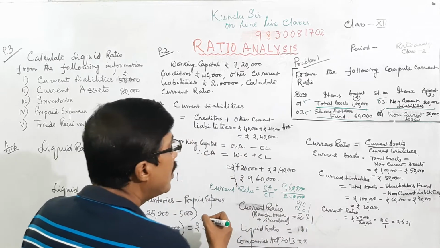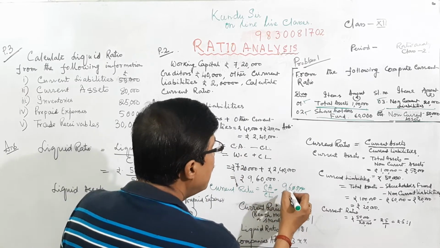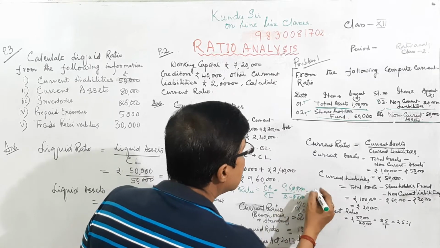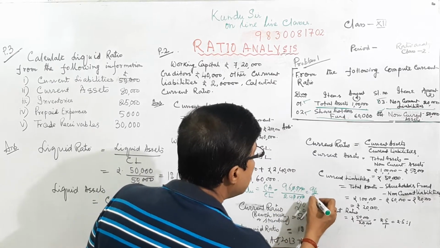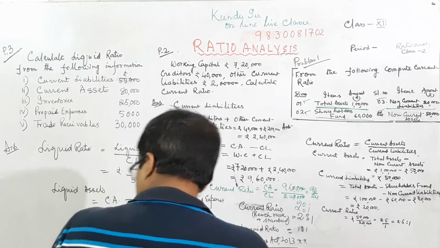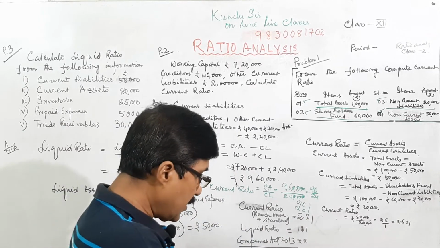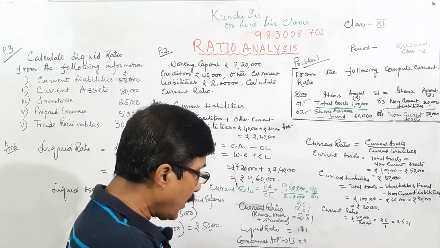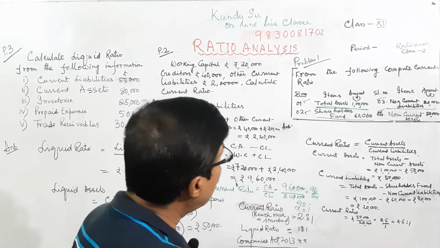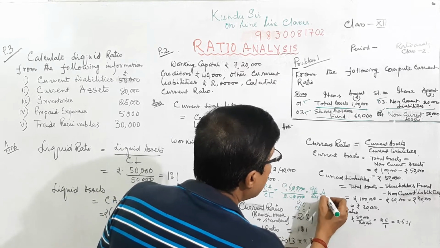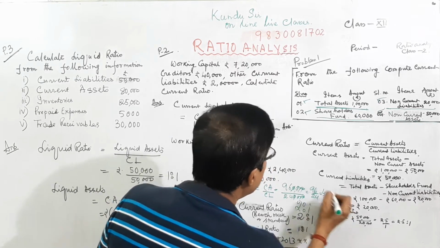That is 96 by 24. What is 96 by 24? We are getting it equal to 4. It is 4 by 1, equal to 4:1.